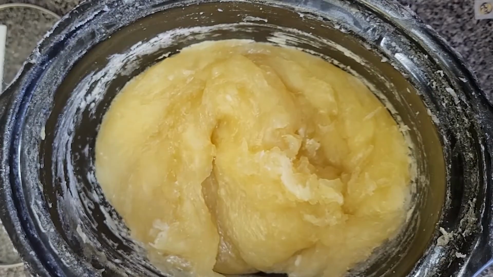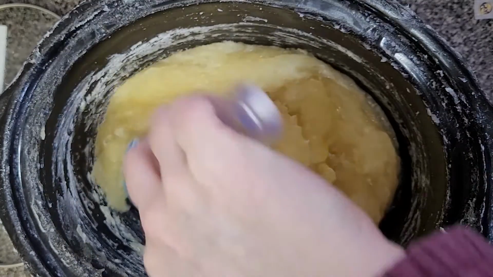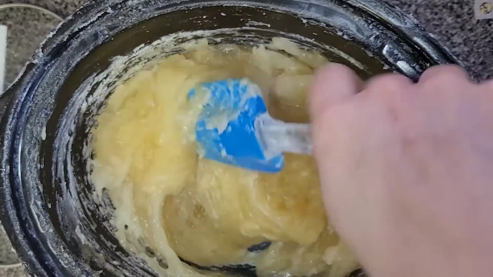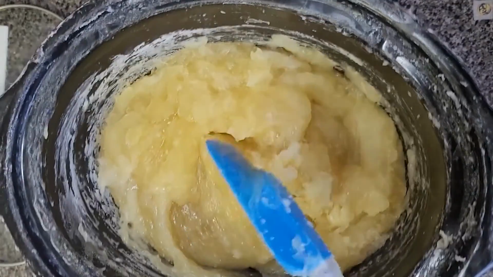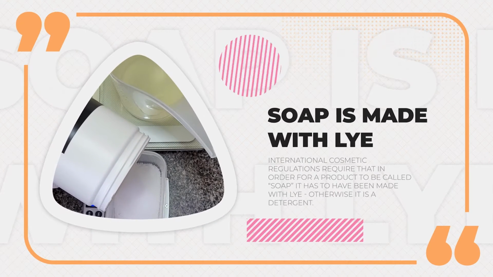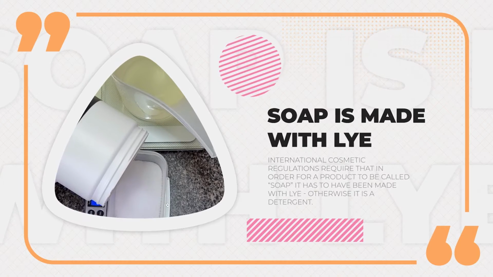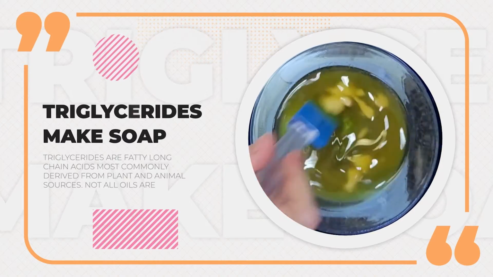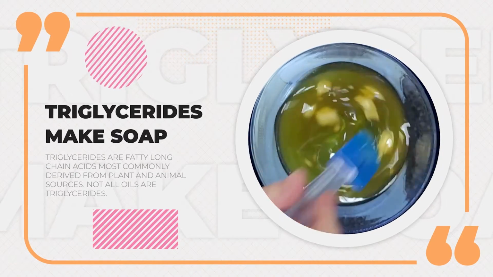I use the hot process method to make soap, and it's called that because the chemical process is heated up to speed it up. Something can't be called soap unless it's made with lye. If it isn't made with lye and oils, then it's a surfactant or detergent. Soap is the process of mixing sodium hydroxide with oils, and those oils have to be triglycerides, so fatty long chain acids. And I've got some little toys here to show you.